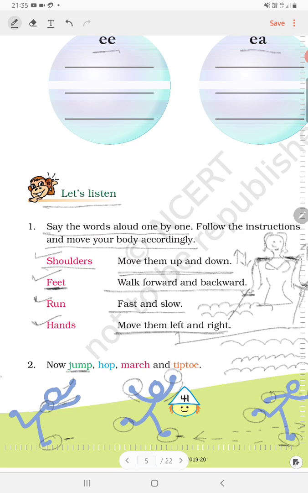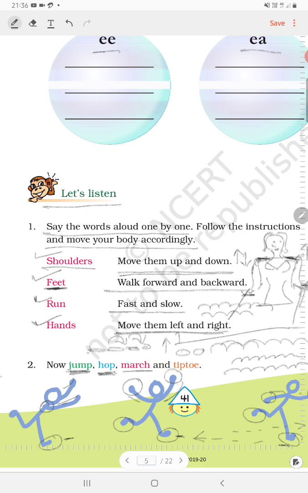Now jump. Jumping is putting both your feet together and jumping in the air together. Hopping is like the kangaroo hops with both its feet together. Jump can be either putting your feet together or one by one, jumping.